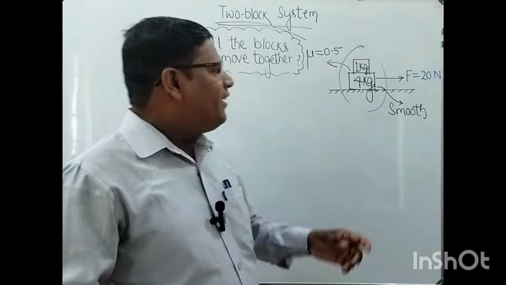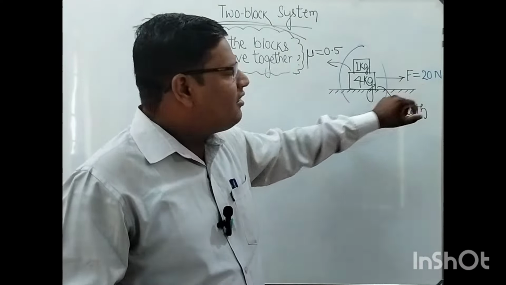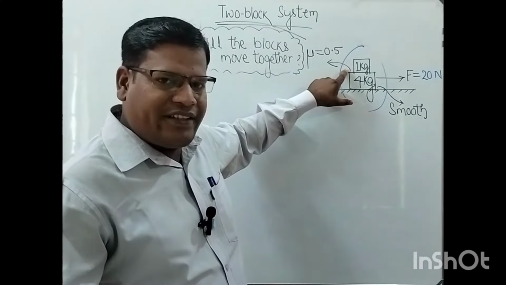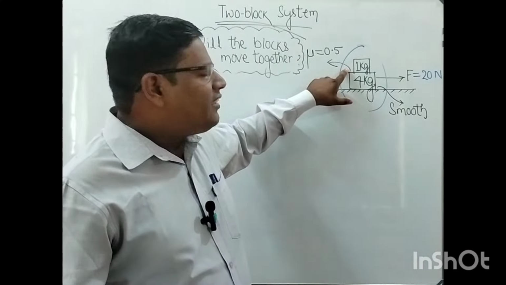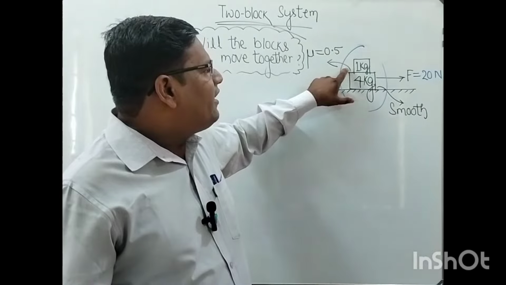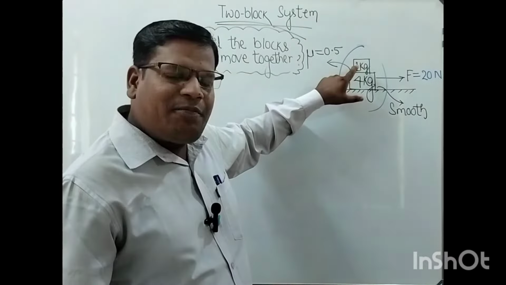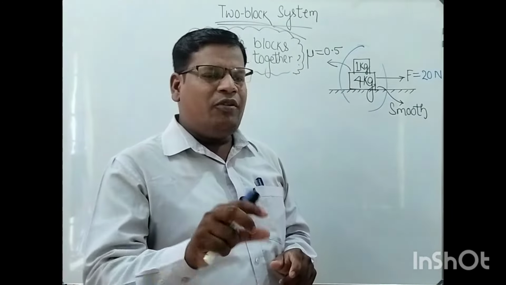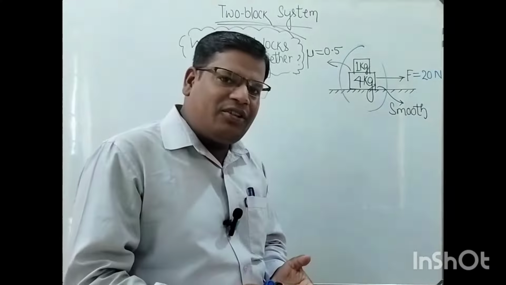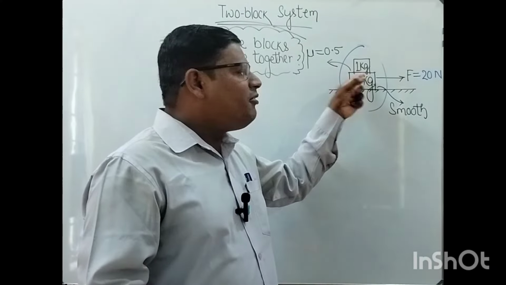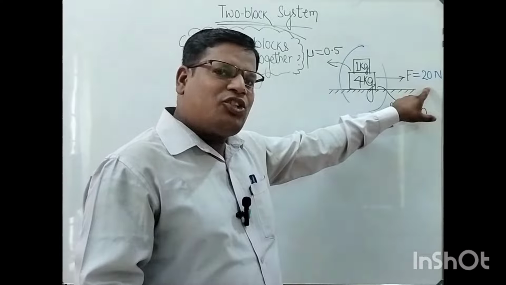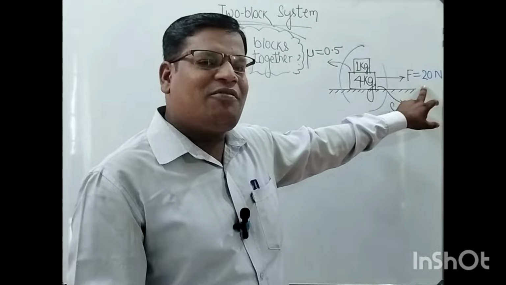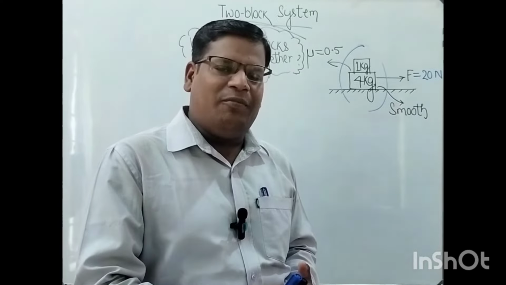They use the logic that here the force being applied is 20 Newton and they try to calculate the maximum friction possible between the two blocks, 1 kg and 4 kg. If you calculate that, you see the normal reaction on the 1 kg block is 10 Newton, and the maximum value of friction force is mu N. So 0.5 into 10, that is 5 Newton. So the maximum value of friction force is 5 Newton. Here the force which is trying to pull is 20 Newton. So they compare these two things and say since this force is greater than the maximum value of friction, both the blocks will move separately.